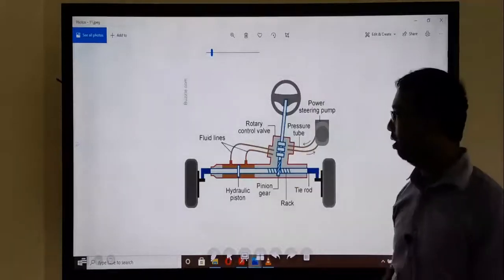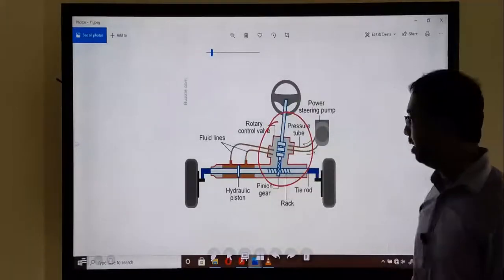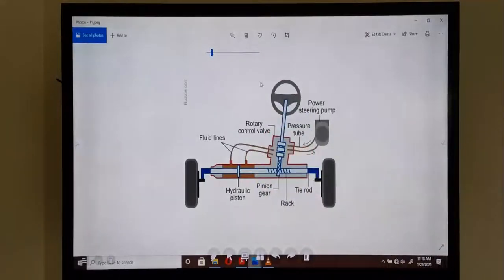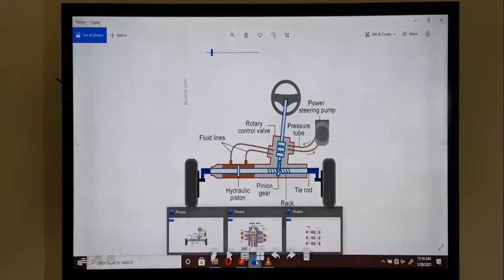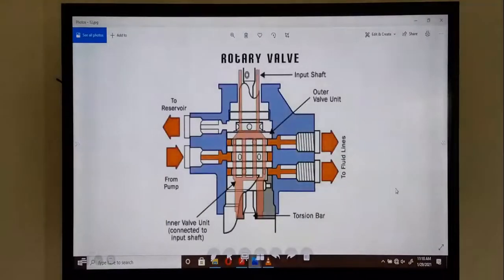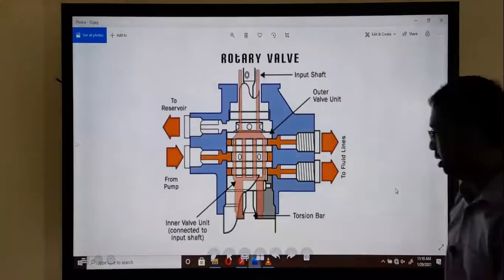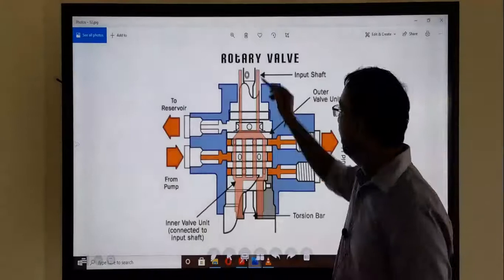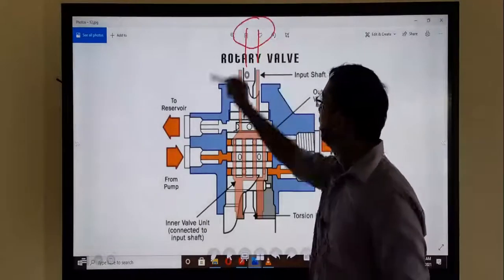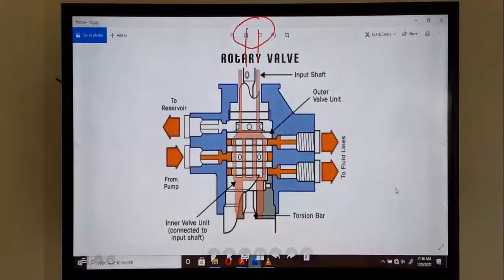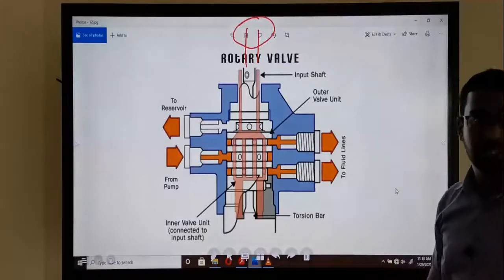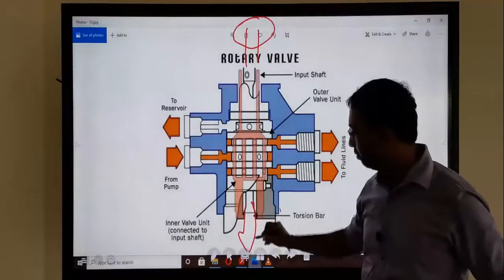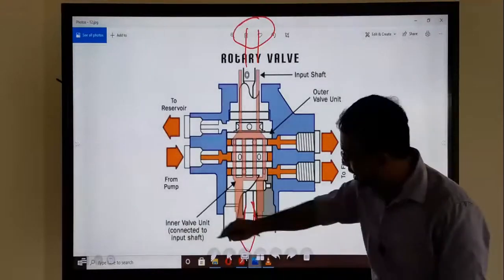Now we study separately how this control valve works. This is a control valve. Here you can see the steering wheel is connected. Here there is a pinion, and here the rack.